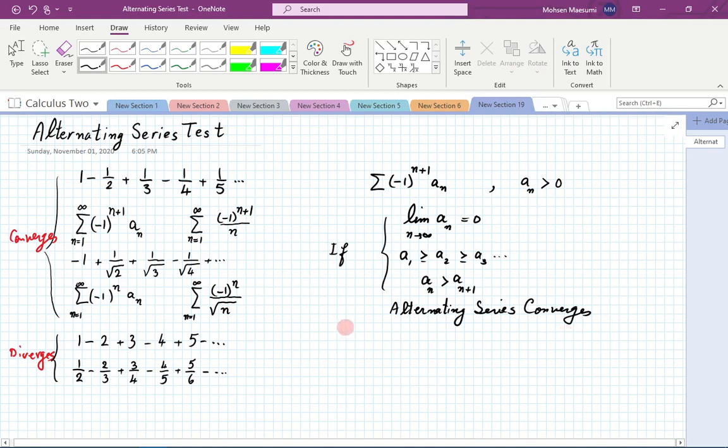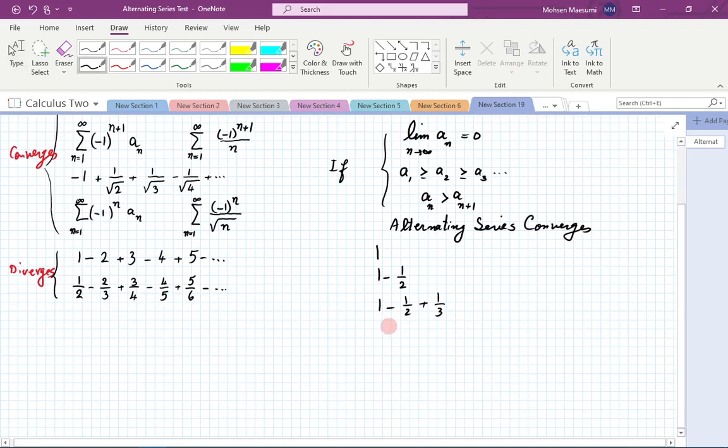Let's go ahead and understand what's going on. So the very first partial sum is just 1. The next is 1 minus 1 half. The next is 1 minus 1 half plus 1 third, and so on. 1 minus 1 half plus 1 third minus 1 fourth. So we are starting at a number, we are decreasing by a certain amount, and then we compensate but not completely, so we go up and then we come down and so on.